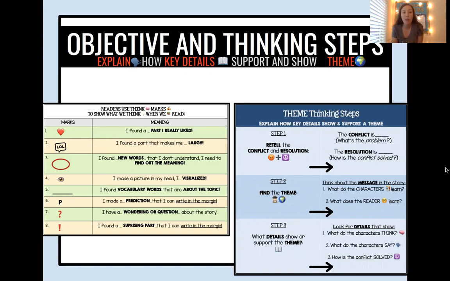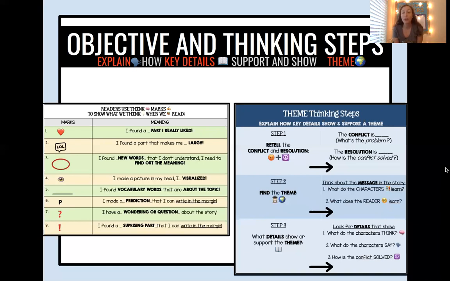And we have some new think marks today. We have our heart that is still about a part that you really liked. We have our LOL that is laugh out loud when we read something funny. We're going to circle our new words or any words that we don't know so that we know to go back and find the meaning. We're still going to use the little eyeball for when we visualize, when we make a picture in our head. We are going to underline vocabulary words that tell us about the topic. So not words that we don't know, those we're going to circle. But words that tell us about the topic or what the story is mostly about, we're going to underline.